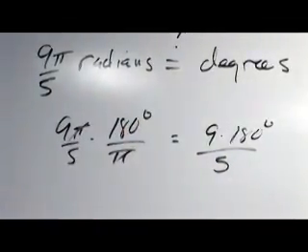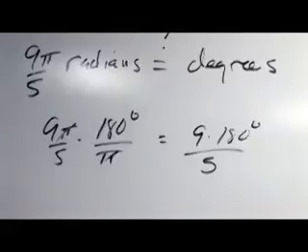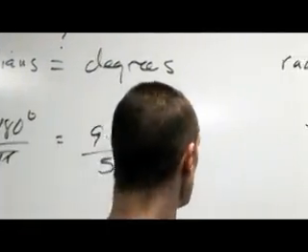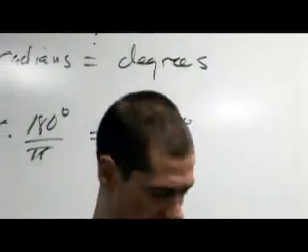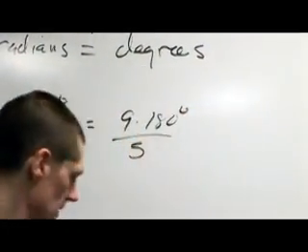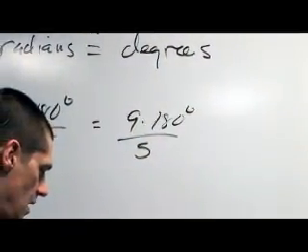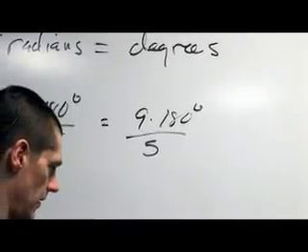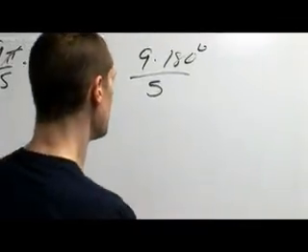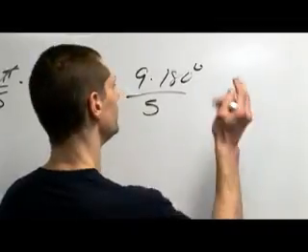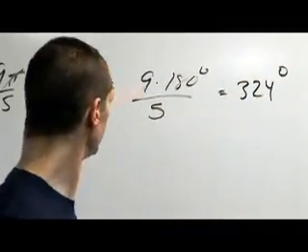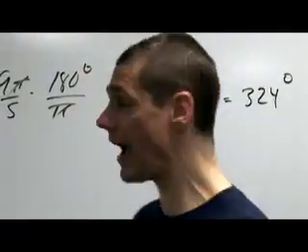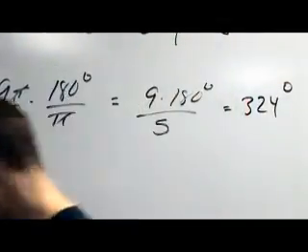There's the degrees. Anybody who's reasonably smart can solve this without a calculator, but I'm lazy today anyway. And I have one of these, so you might as well use it. 9 times 180 divided by 5 is 324 degrees. Okay, pretty straightforward. Do you have to know how to do this? Absolutely, absolutely.